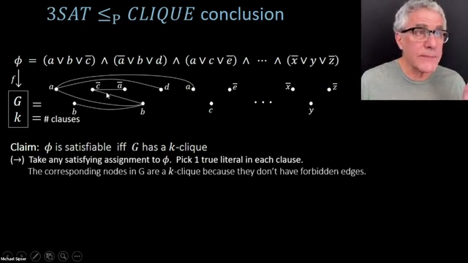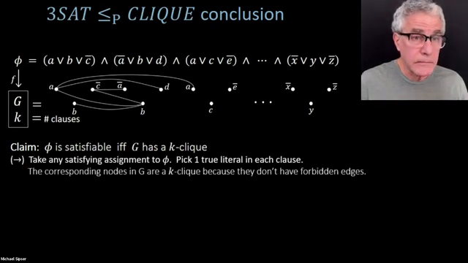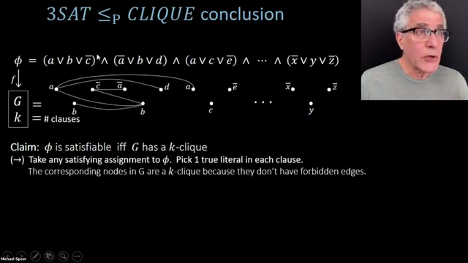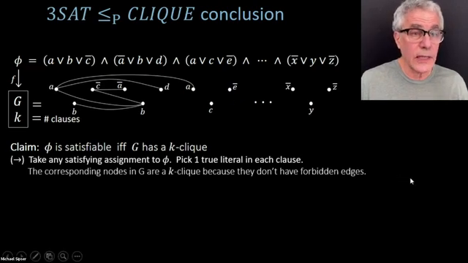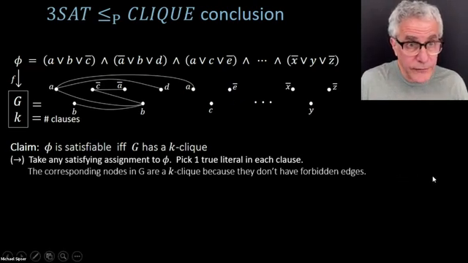I'm going to look at the corresponding nodes in G. And I'm going to claim that those nodes taken together form a K-clique. So first of all, do they have the right number of nodes? Well, sure, because I'm picking one node per clique. I already said K is the number of cliques, so I'm getting exactly K nodes. So I have at least the right number of nodes.